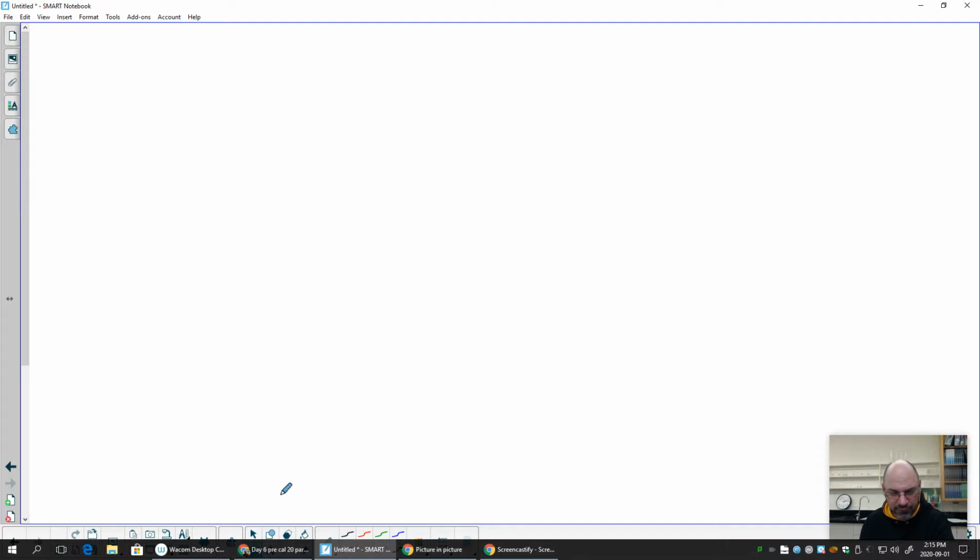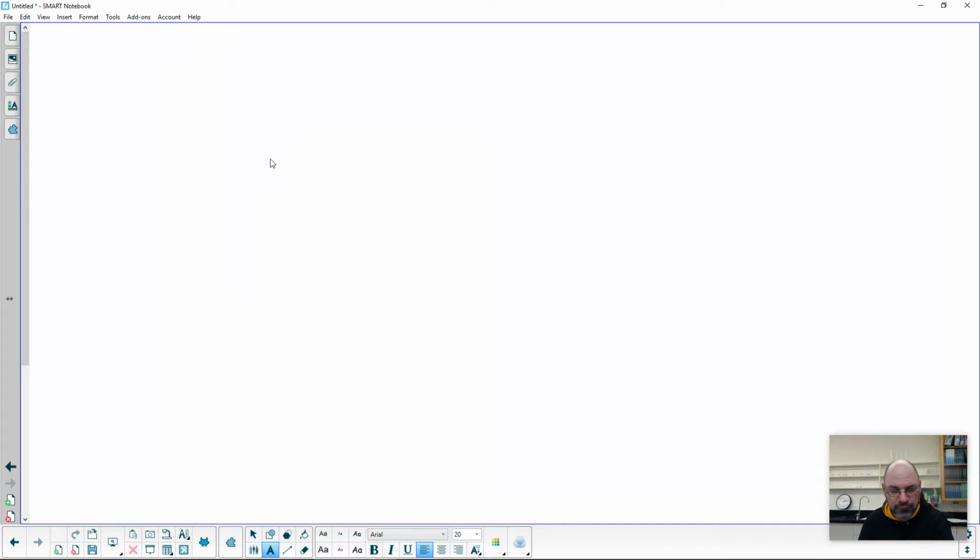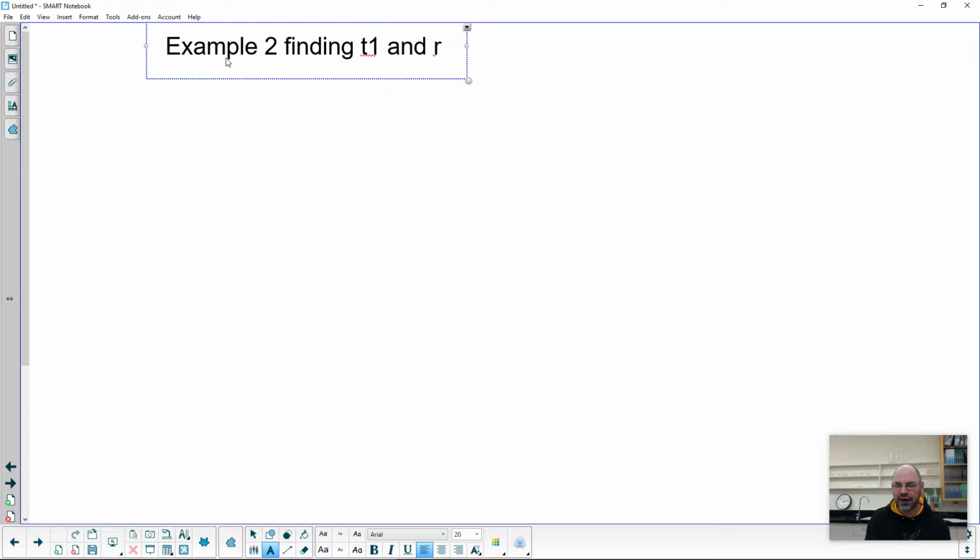So this one is going to be example 2. This is going to be finding T1, which is subscripted, and r given 2 terms in the sequence.